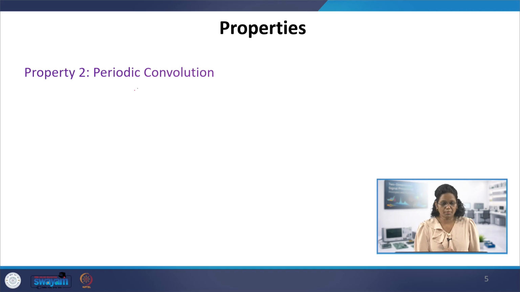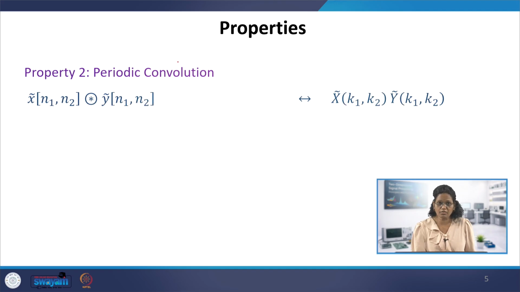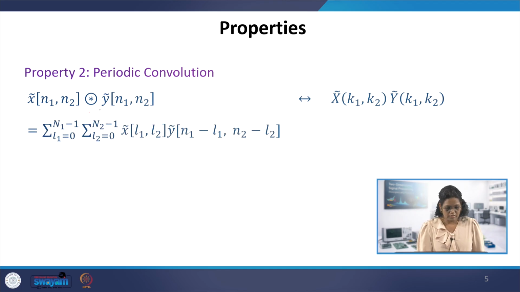And there is property 2, periodic convolution, the convolution we had discussed at length. The thing is, the linear convolution we have called circular convolution. Here, this is the same as circular convolution. The periodic convolution is the circular convolution. Here the sequence is periodic, so x tilde and y tilde are circularly convolved. Note the difference in the notation of this convolution. It's not only an asterisk, but a circle with the asterisk. So it gives multiplication in the frequency domain. X tilde and Y tilde, where capital K1 and K2 are the bin indices.